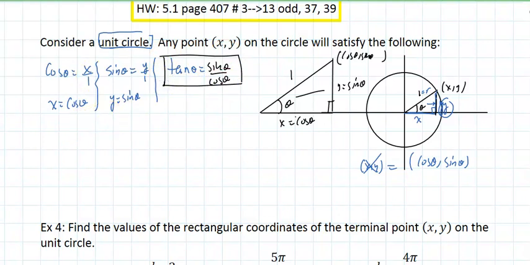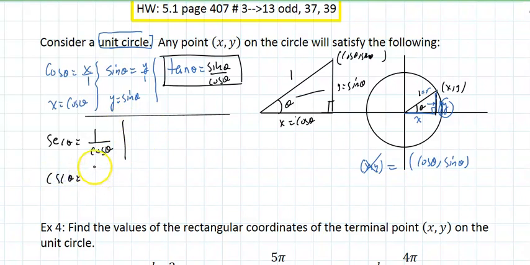We know that secant of theta is the hypotenuse over the adjacent. Cosecant of theta is the hypotenuse over the opposite. And cotan of theta is the adjacent over the opposite. So I get the reciprocal identities.